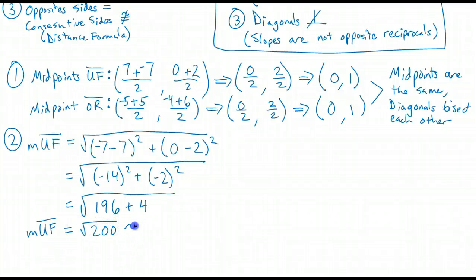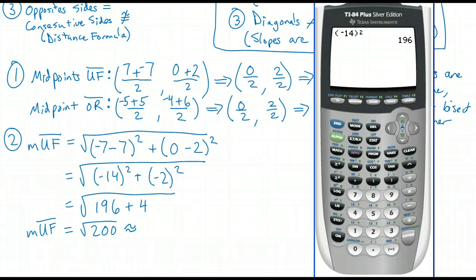And I can approximate the square root of 200 using my calculator. The square root of 200 is approximately 14.14.